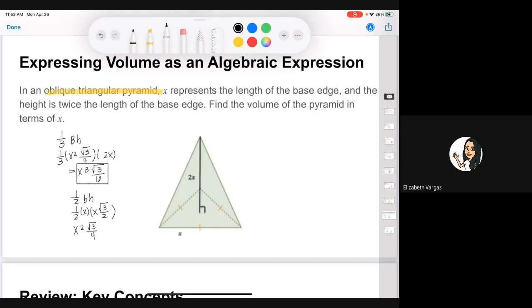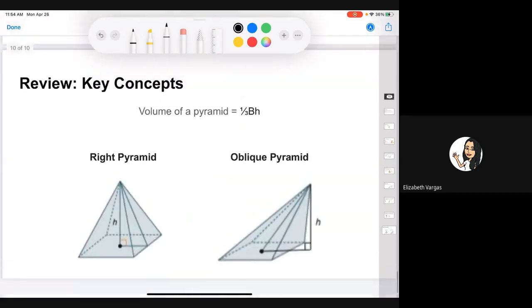So basically, again, whenever you're finding the volume of a pyramid, you want to identify the area of your base and your height, multiply those together, and multiply that by 1/3. If you have an oblique pyramid, what you're going to do is use the height on the outside, not the one that connects to your center, because the one that connects to your center isn't perpendicular, so that wouldn't be the accurate representation of the height.